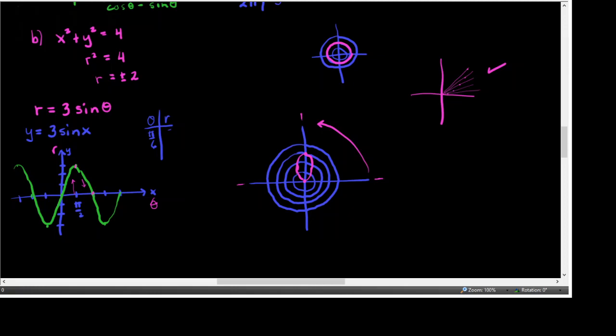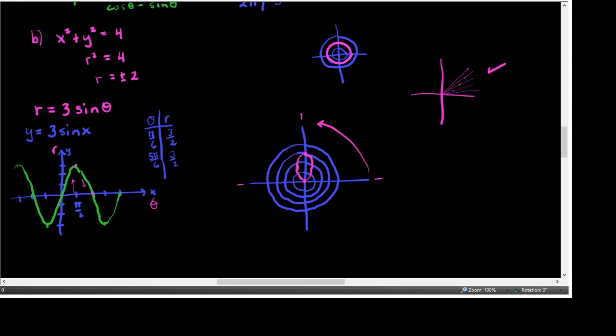3 times 1/2 is 3/2. That's a point that's not that hard to get right. Another place where that happens is at 5 pi over 6. And sine of 5 pi over 6 is 1/2. 1/2 times 3 is 3/2.